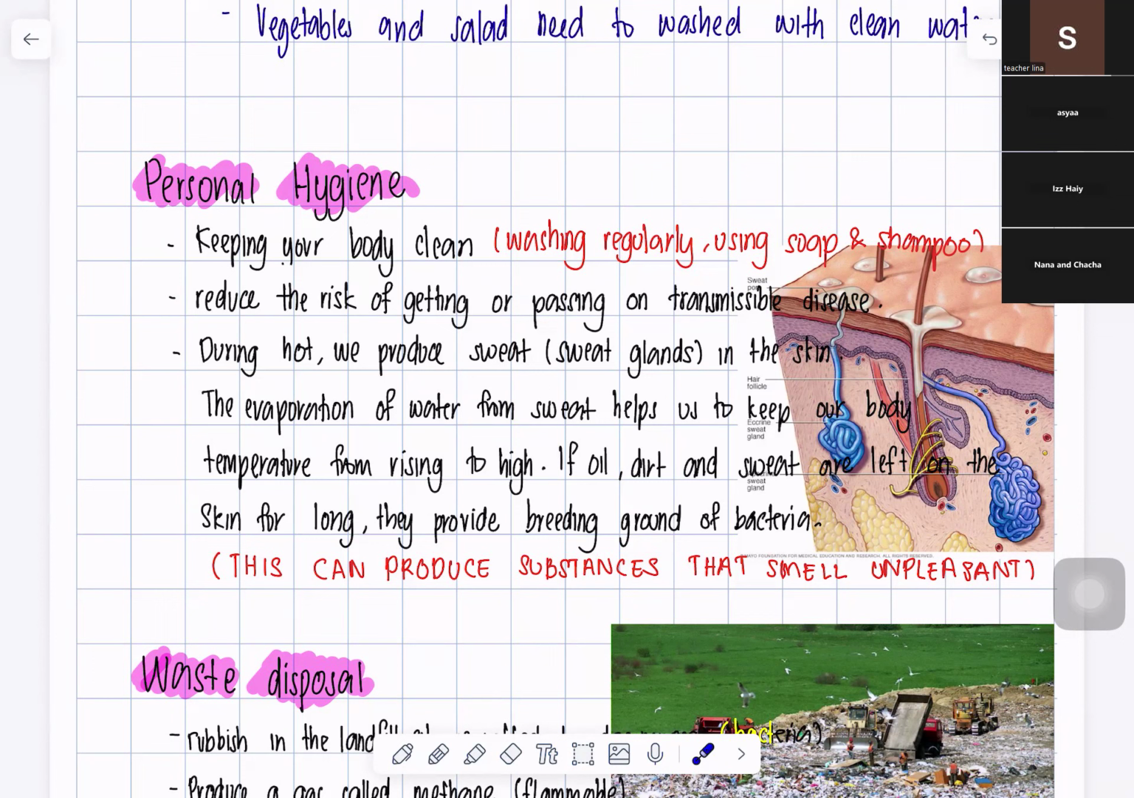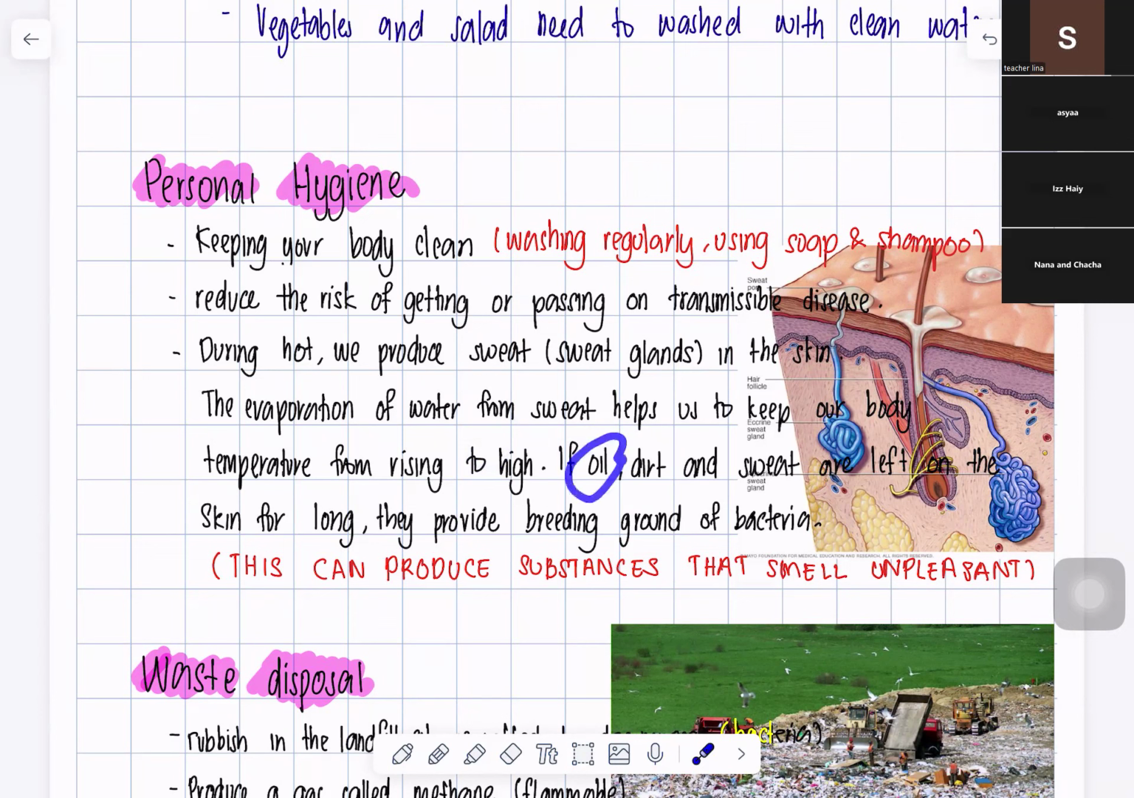This one, your sweat pore. Any hair follicle also has sweat. The eccrine sweat gland here will secrete the sweat. So the evaporation of water from sweat will help us keep our body temperature from rising too high. Okay, evaporation of water from sweat.